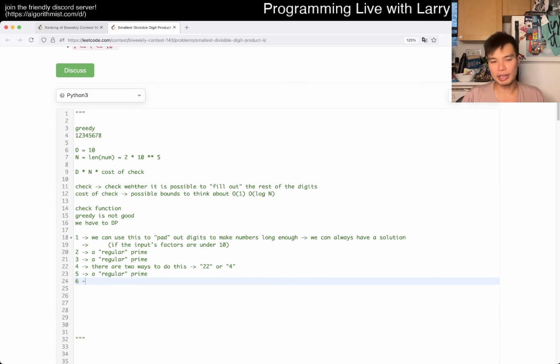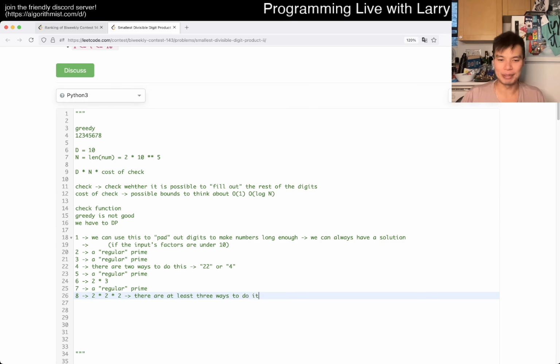So 5 is a regular prime. 6 is the tricky one for me, because it is 2 times 3, right? And we'll talk about why it's tricky in a second, but we'll just finish it up first. 7 is a regular prime. 8 is 2 times 2 times 2, so there are at least 3 ways to do it. I mean, there are 3 ways to do it exactly, but I wrote that a little bit awkward. It relates to 2, right? With 6 is why, and 9 is just 3 times 3, 2 ways to do this.